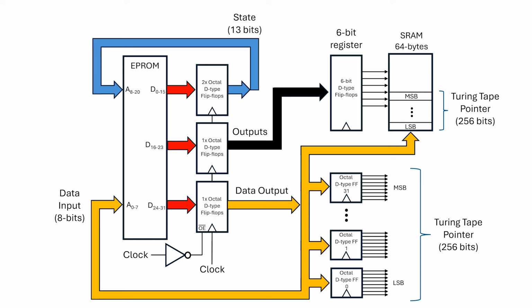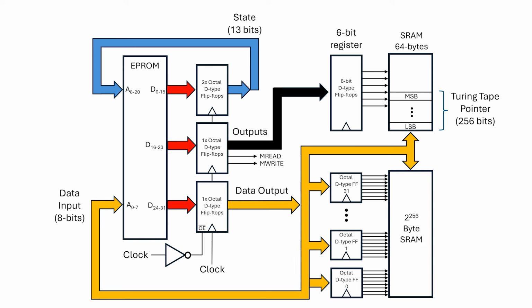wires. When I want to do a read from the static RAM, the data goes from the static RAM to the finite state machine. But when I want to write to the static RAM, the data goes from the finite state machine to the static RAM and to one of the corresponding octal D-type flip-flops.